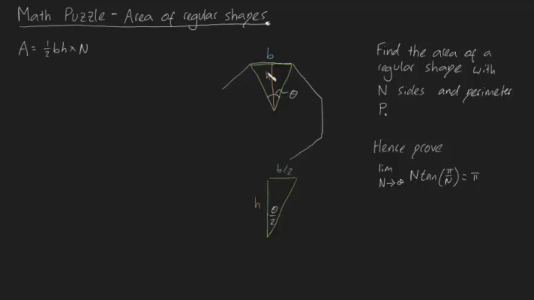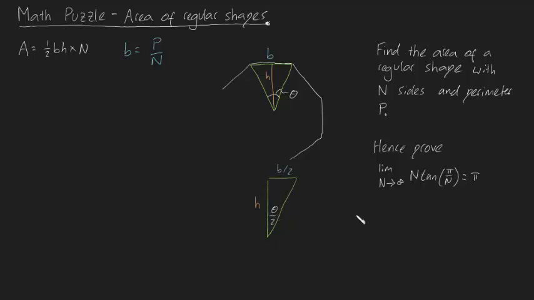What is a value for B? Well, we know that the total perimeter of this n-sided shape is P, which means that the length of one of its sides is going to be equal to P divided by n. So in other words, we can say that B is going to be equal to P divided by n, like that. Okay, so far so good. We found an expression for B, now let's find an expression for H.